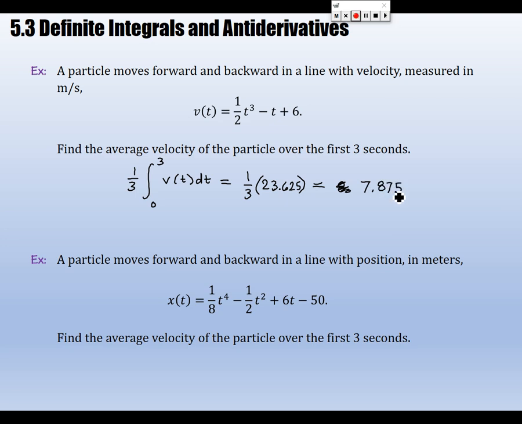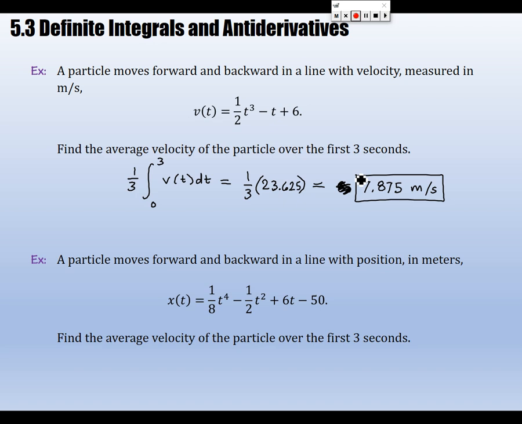Thanks, Jack. And what are the units? Of course, meters per second. Still meters per second, because of the way we talked about how this is going to come out. It'll come out in meters per second, even though the integral itself is in meters.